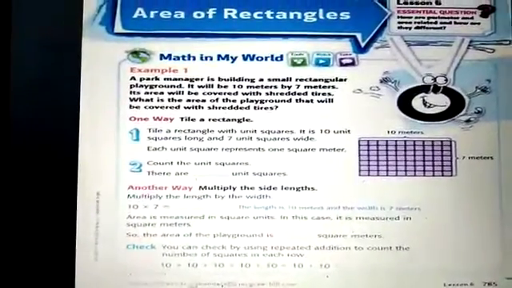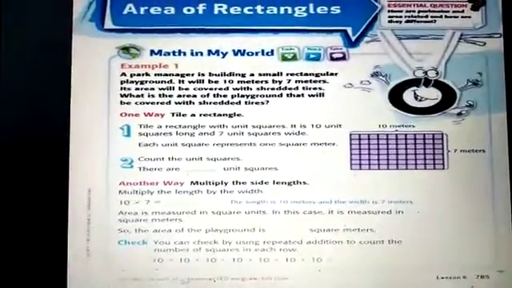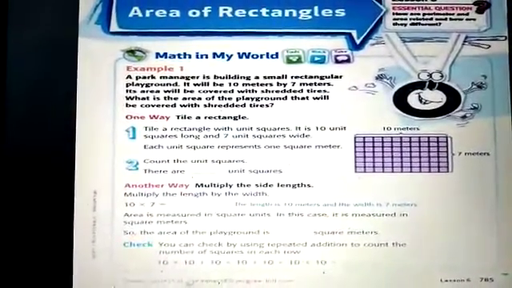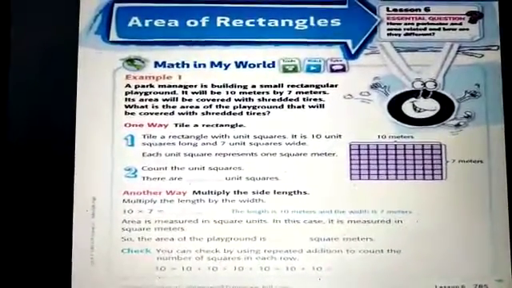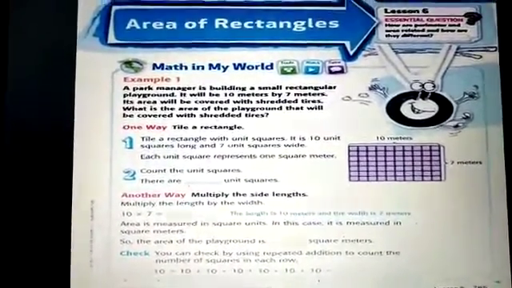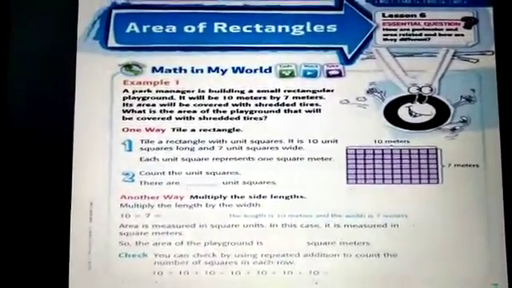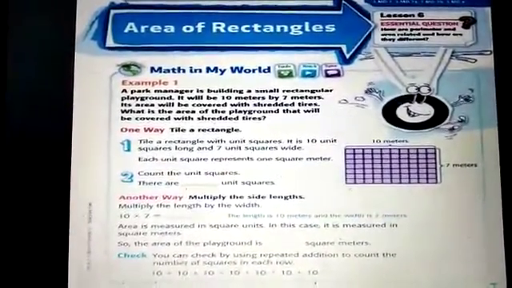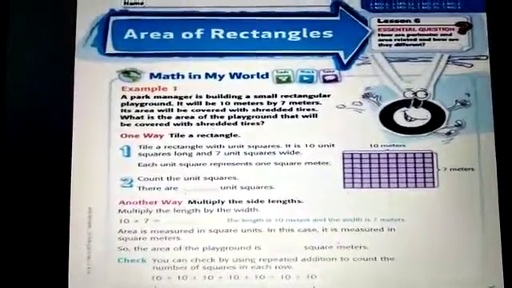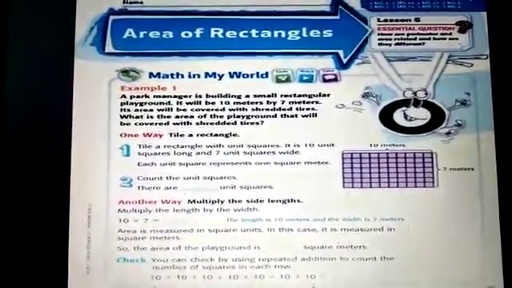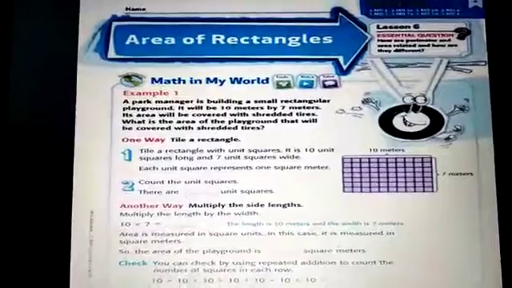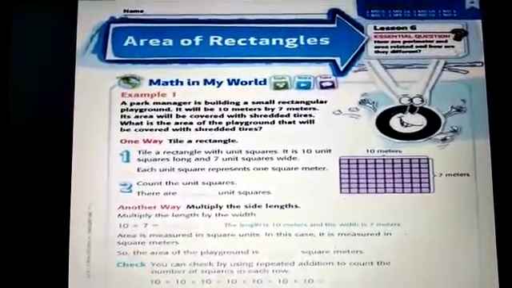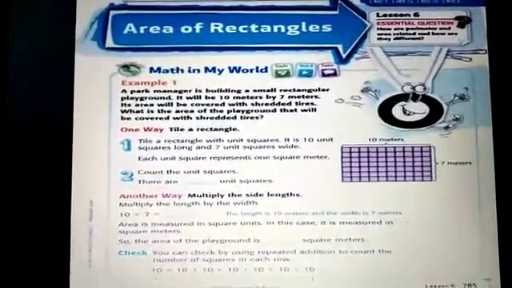Instead of counting the squares, multiply the length by the width. 10 multiplied by 7. Area will be 70. Area is measured in square units. In this case, it's measured in square meters. We can write 70 meters square or square meters. So the area of the playground is 70 square meters.